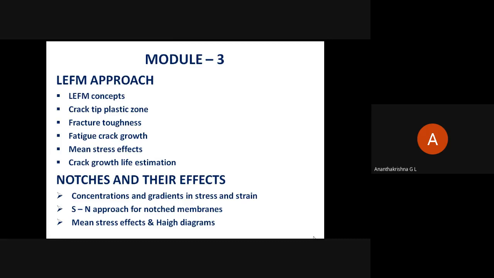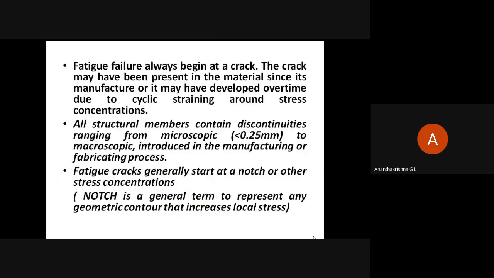So this is what we started yesterday, module 3. So the LEFM approach. Basically, we'll scroll through what we learned in the previous class. Fatigue will always begin with a crack. All structural members will contain discontinuities, which can range from less than 0.25 mm. Then, fatigue cracks generally start at a notch.